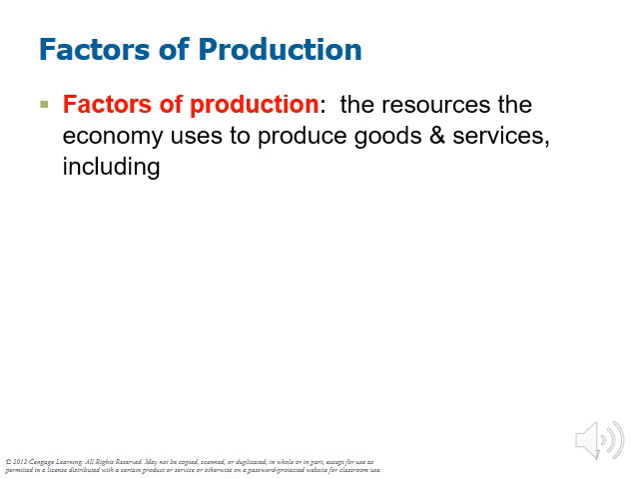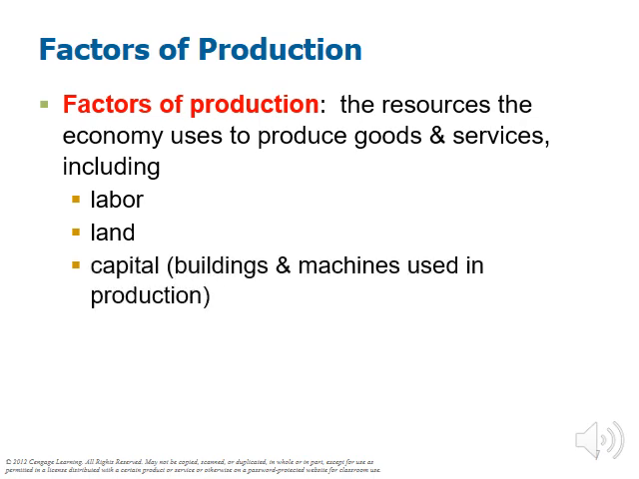Generally, we'll aggregate these differential resources into three general categories: labor, land, which we'll use to call natural resources, and capital, physical capital. This physical capital are the tools, the buildings, the machines that are used in production.